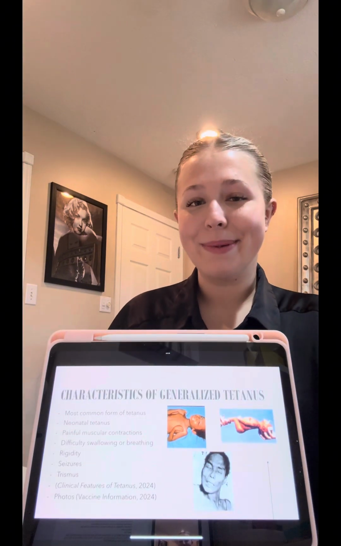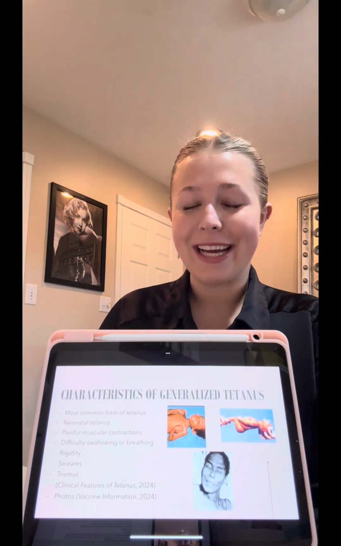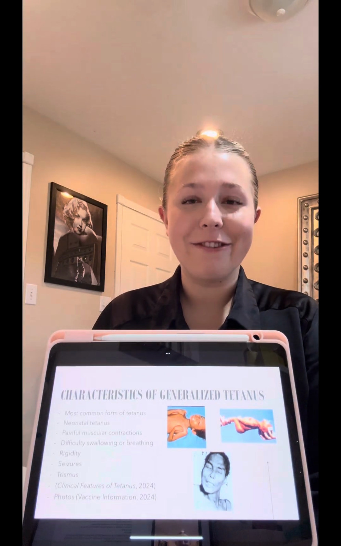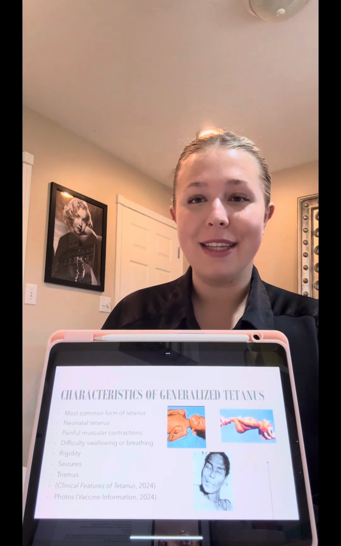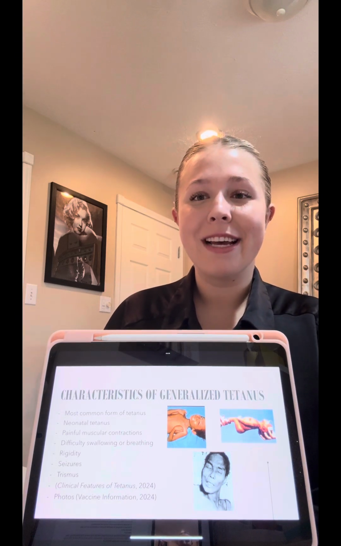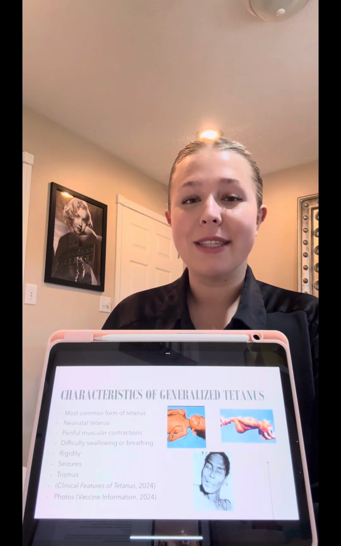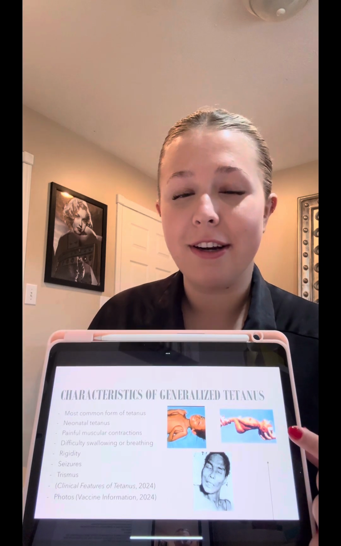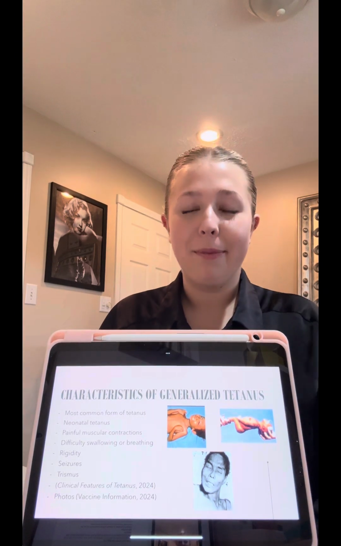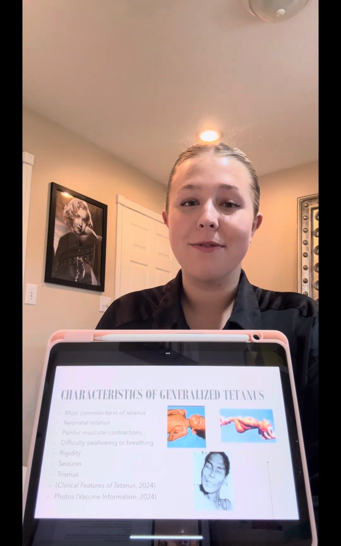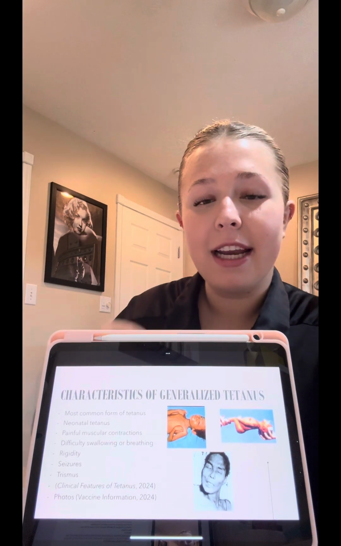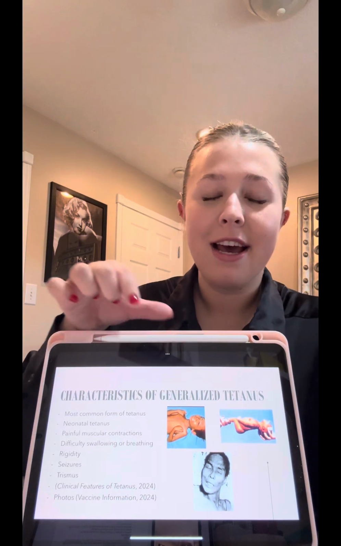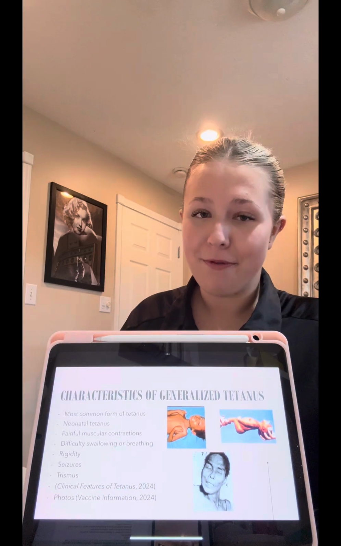The first type of tetanus we're going to discuss is generalized tetanus. Generalized tetanus is characterized by painful muscular contractions, difficulty swallowing or breathing, rigidity, seizures, trismus, and more. Trismus is lockjaw, which you can see in this picture. This is a picture of neonatal tetanus, which is a result of the lack of passage from the mother's protection. And here is another picture of muscular contraction in a child who has tetanus. Generalized tetanus is the most common form of tetanus.